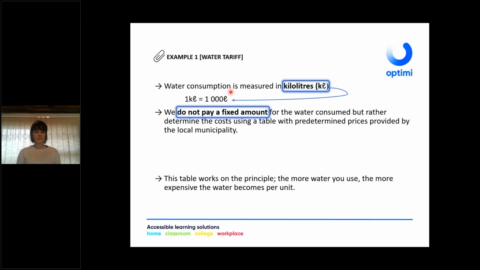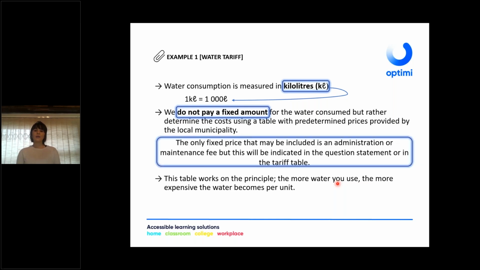Now, when working with water tariffs, we do not pay a fixed amount for the water consumed, but rather determine the costs using a table with predetermined prices provided by the local municipality. We will look at one of these tables shortly. The only fixed price that may be included is an administration or maintenance fee, but this fee will be indicated in the question statement or in the tariff table.